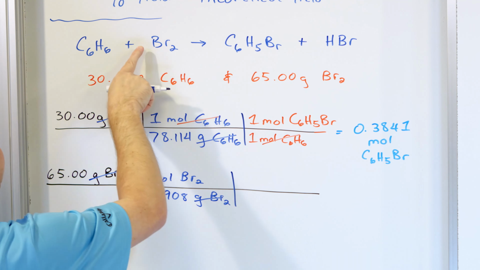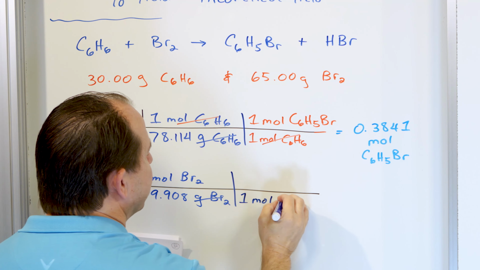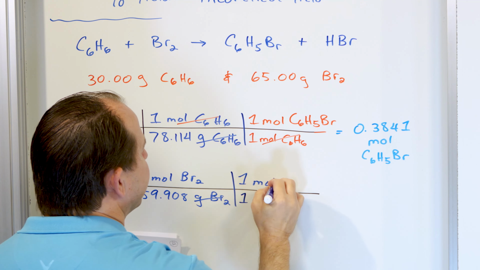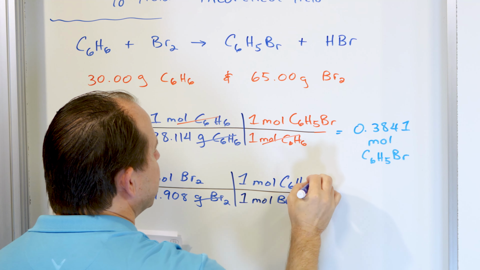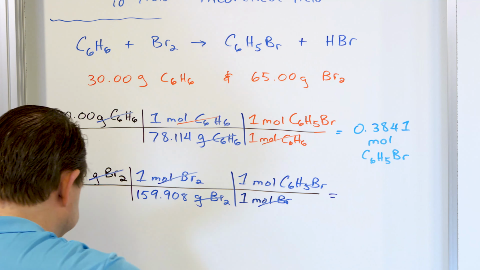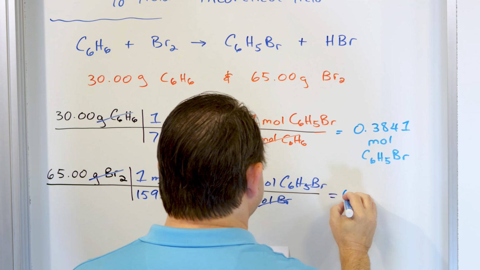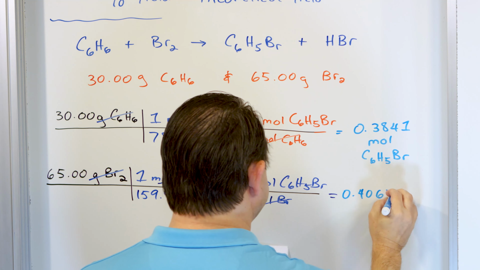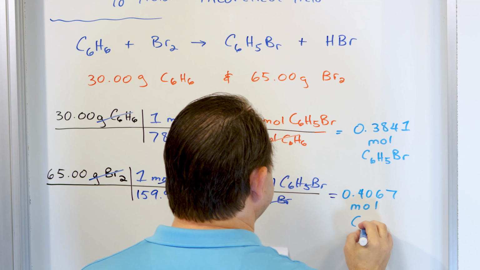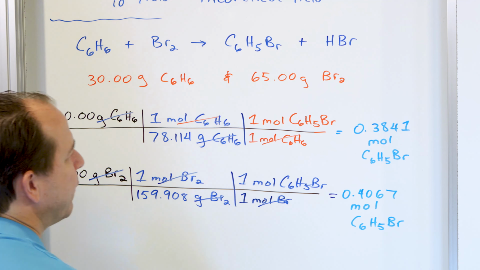Right? Now, if I look at the stoichiometry, it's 1 mole of bromine gives me 1 mole of product. So I'm going to put that here. 1 mole of bromine gives me 1 mole of the product, C6H5Br. Cancel, cancel. And essentially, I'm done here. So what I'm going to do then is multiply. So 65 times 1 divided by 159.808 times 1 divided by 1 gives me a yield of 0.4067. This is moles of C6H5Br. So this is all in the effort of figuring out what the limiting reactant is.